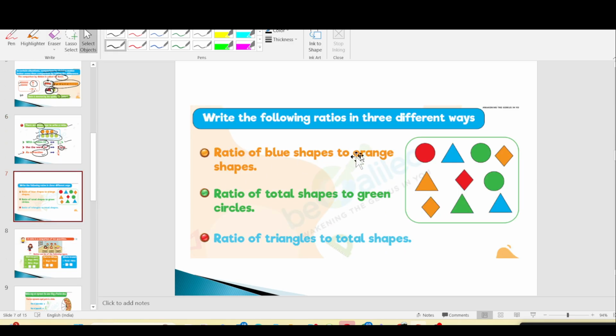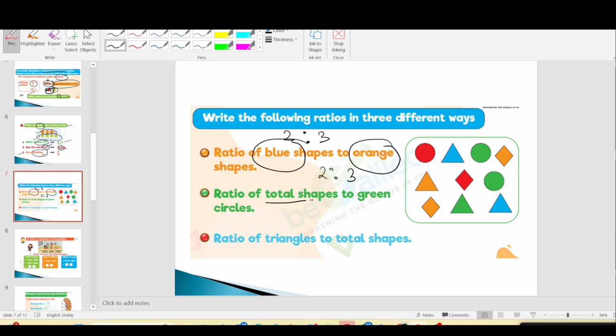Okay. So write the following ratio in three different ways. So the ratio of blue shapes to orange. Like here blue is written first. How many blue shapes are there? There are one, two, 2. So we'll write 2 first, then we will write colon. Then how many orange circles are there? One, two, three. So the ratio is 2 to 3. The ratio of blue shapes to orange is 2 to 3.